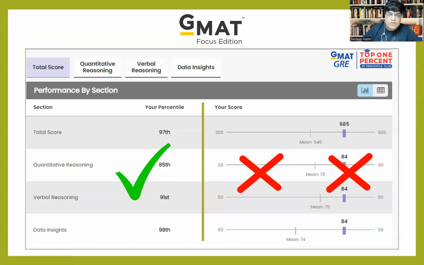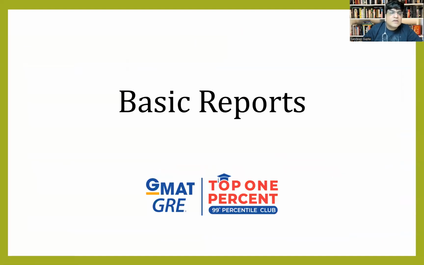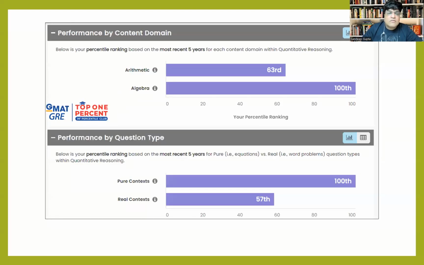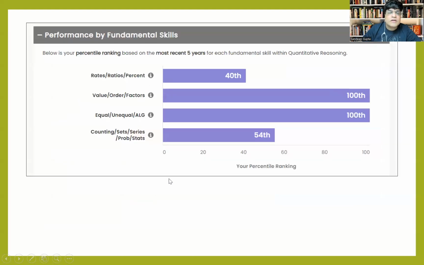This is the real score report of a student who recently scored this. Let's see the basic report as it comes for some of the students. If you look at the quantitative section, there are 2 types of questions you will get essentially: algebra and arithmetic. Pure context means questions related to X, Y only, and real context means questions related to a real life situation, such as Jack goes from town A to town B. That is a real life scenario. If the question is X greater than Y, that is a pure context scenario.